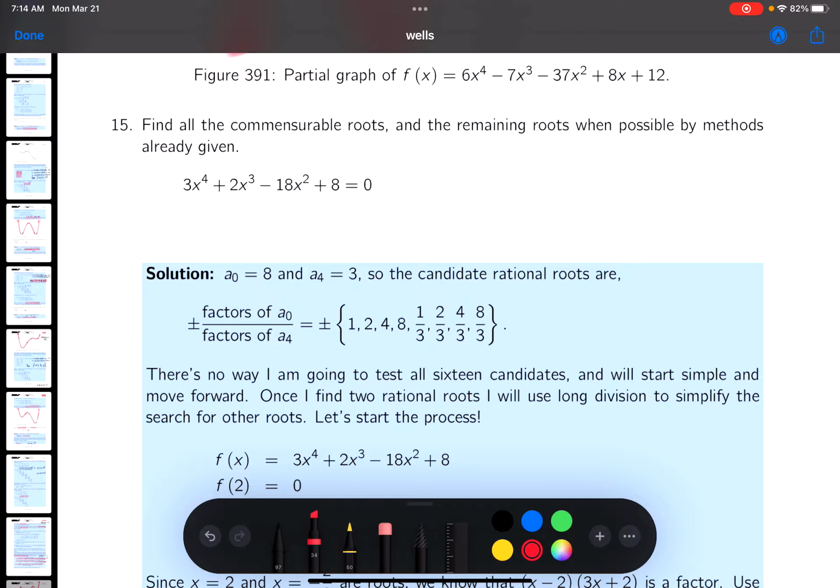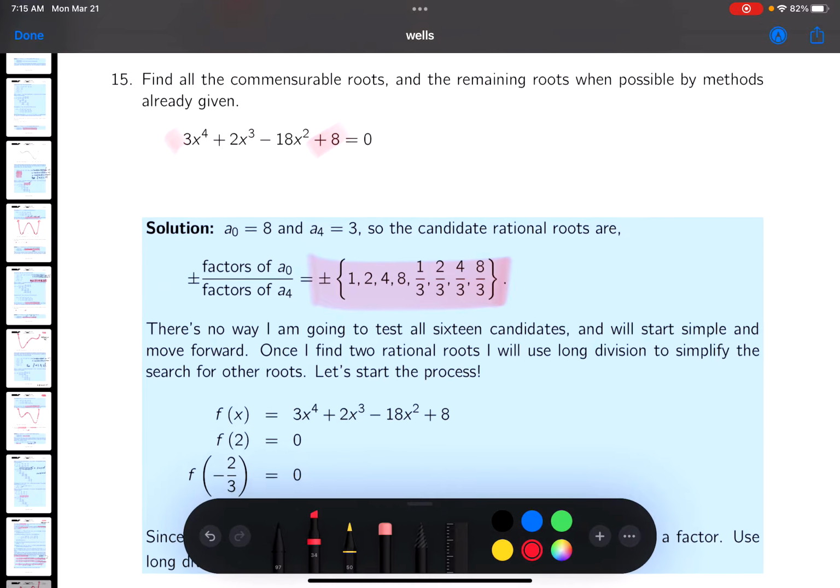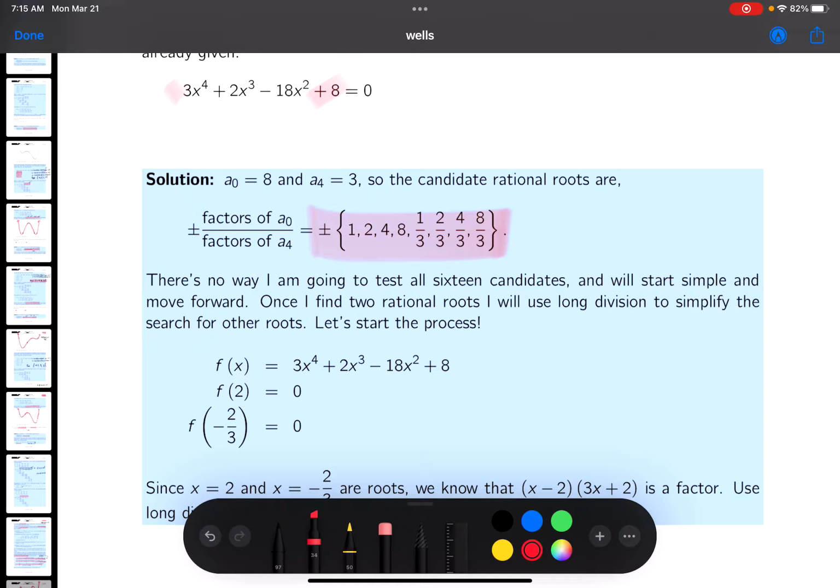Okay, problem 15 compared to 14 is substantially easier. You write down the list of potential candidate rational roots. You're basically looking at 8 and 3, the factors of 8 divided by the factors of 3. You get a list. Would I test all those points out? No, but I test some out, particularly the easy ones. And I found this over here.